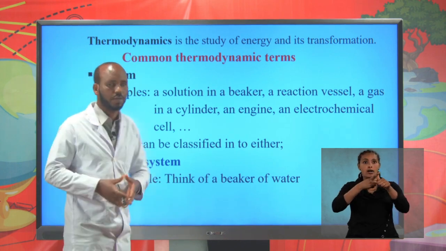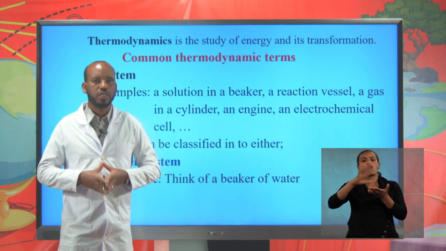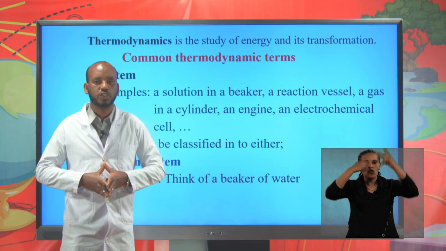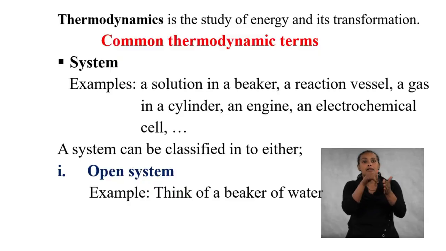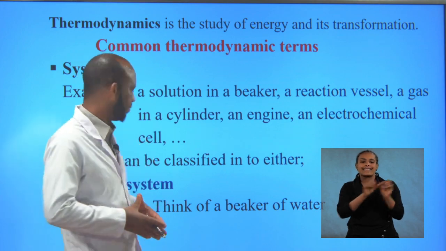One is system. System is the object of study. System is a specific part of the universe which we are interested in. Examples: a solution in a beaker, a reaction vessel, a gas in a cylinder, an engine, an electrochemical cell, and so on are examples of systems.